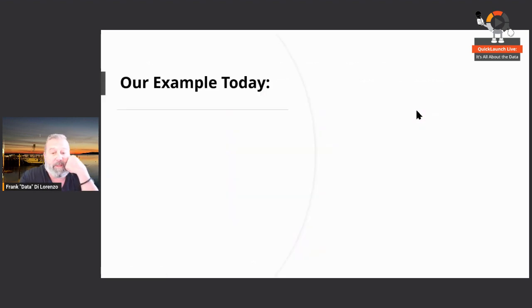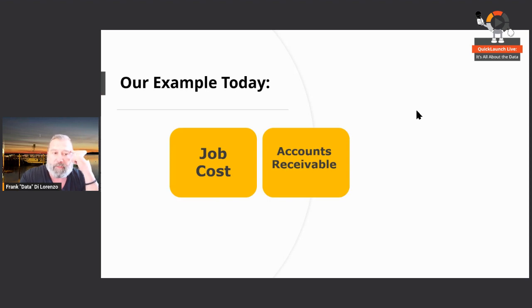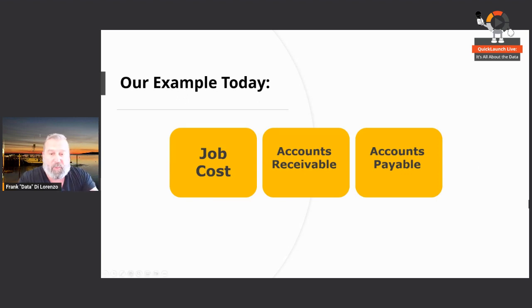So in our example today, we're going to look at job cost to create a quick report. That'll be fun. It's always fun writing reports. But then we're going to add receivables, see how we can bring over maybe an open aging balance. And then if we're successful there, let's show off a bit and see if we can bring in accounts payable as well. So that's what we'll be doing.